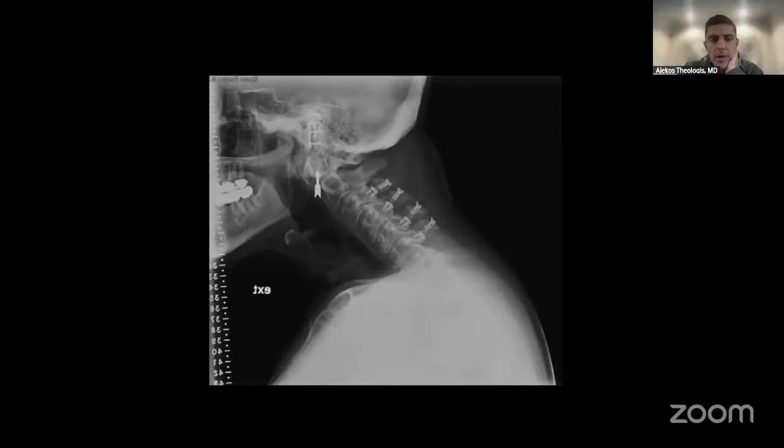Yeah, and even a hybrid construct. I've done several where I just fuse the C6 to T1 and then do laminoplasty above. And for these patients, they still kyphose through the laminoplasty segments above. So I don't know if protecting the bottom with a fusion is ultimately going to move the needle here.